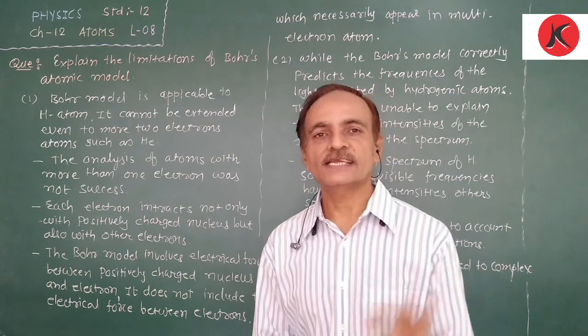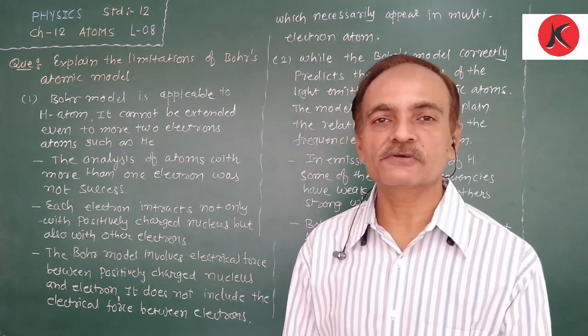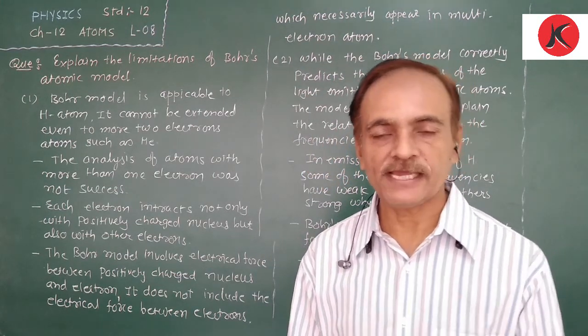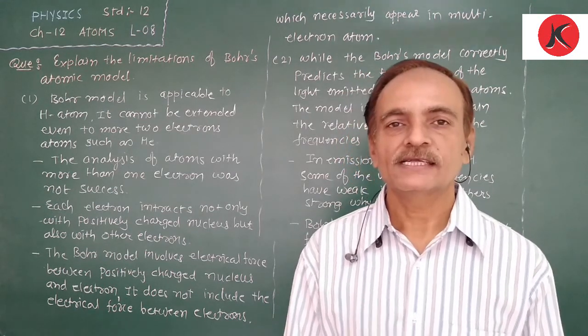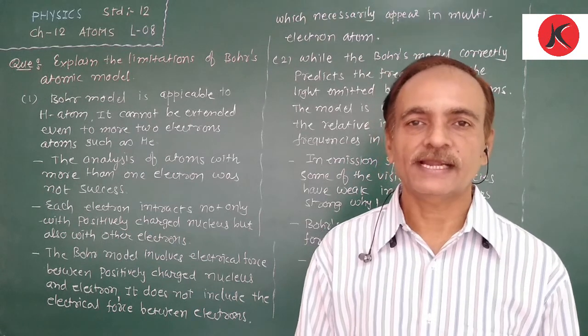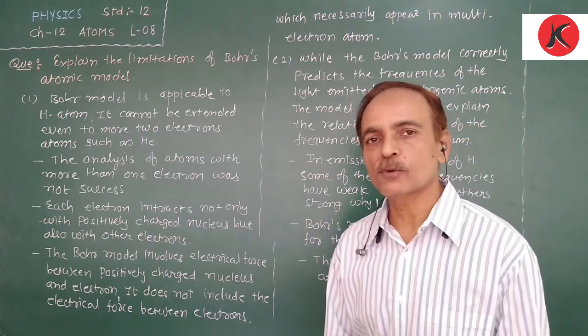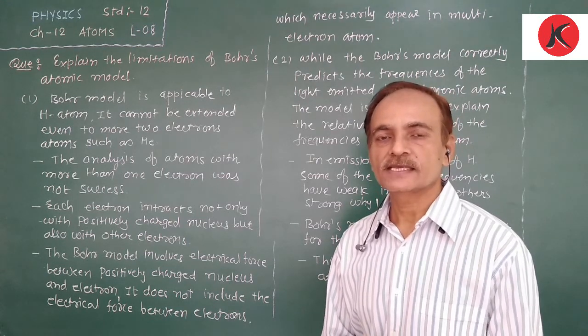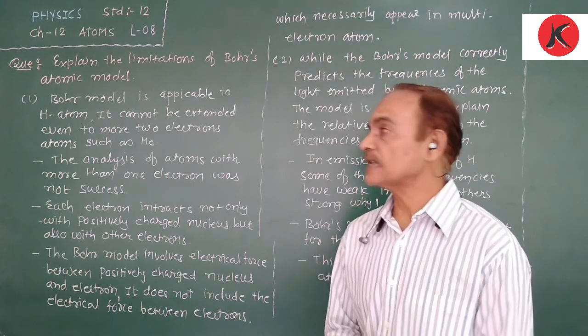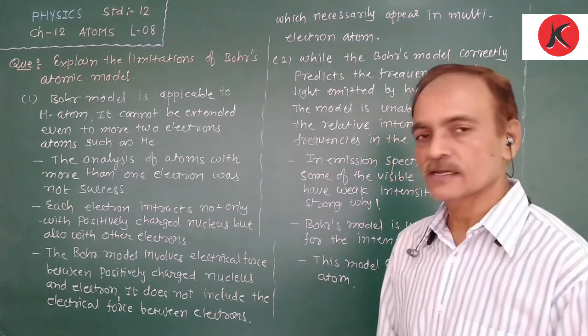But actually, that is only applicable for the hydrogen atom. It failed to explain the complex atom, that means an atom having more than one electron. At that time, Bohr's atomic model did not fulfil the particular requirements. Here we are going to discuss: what are the limitations of Bohr's atomic model?